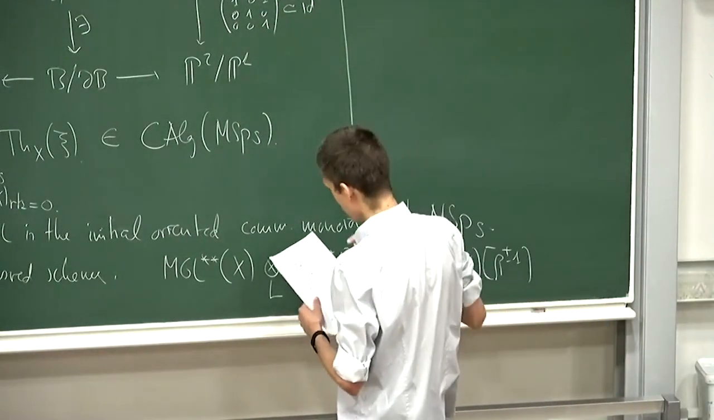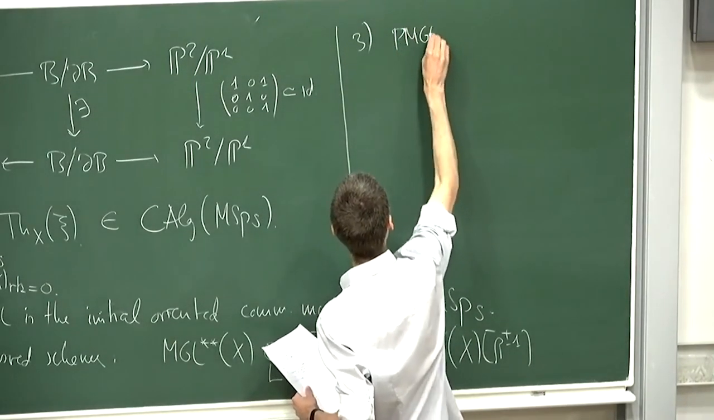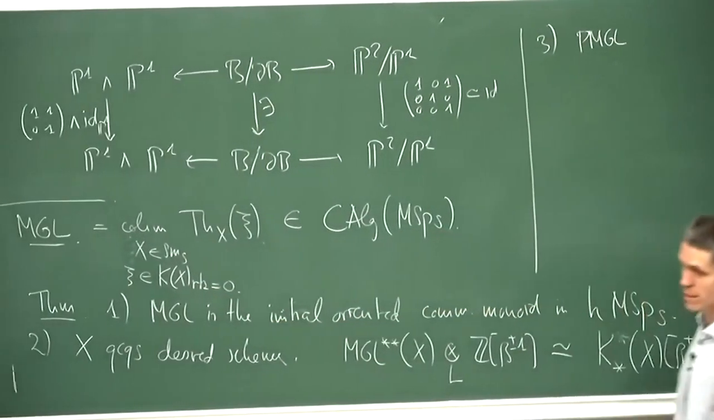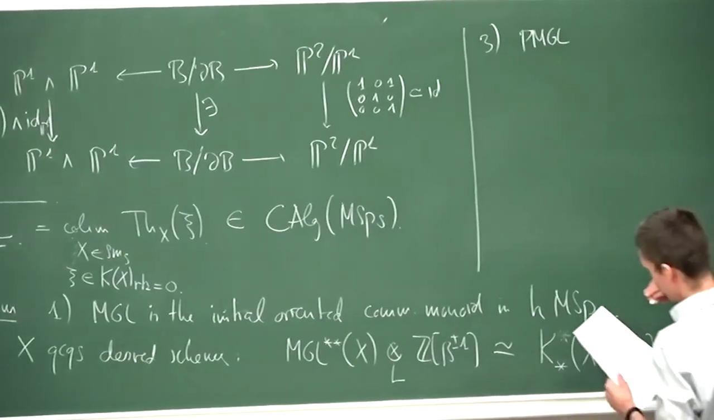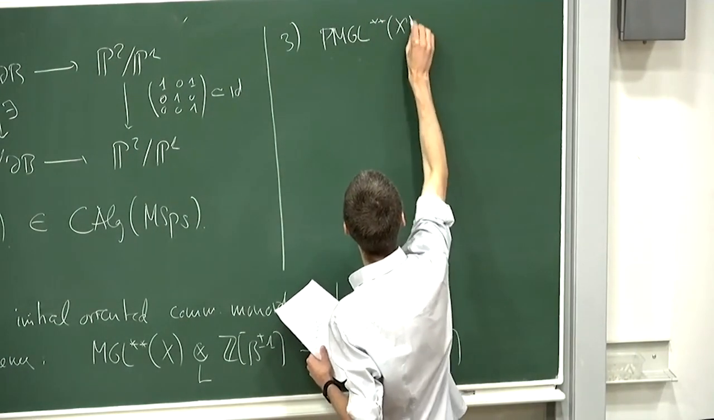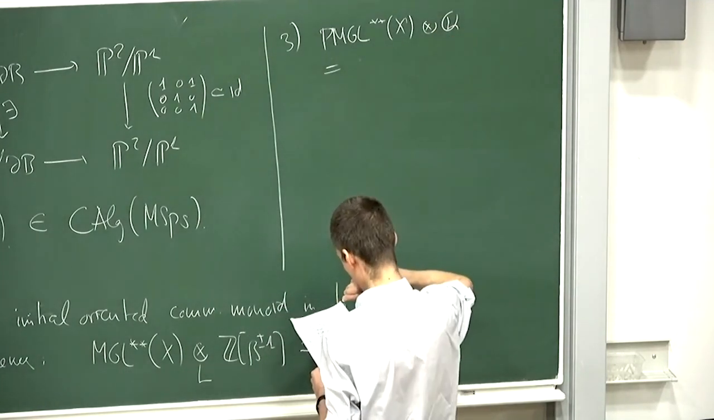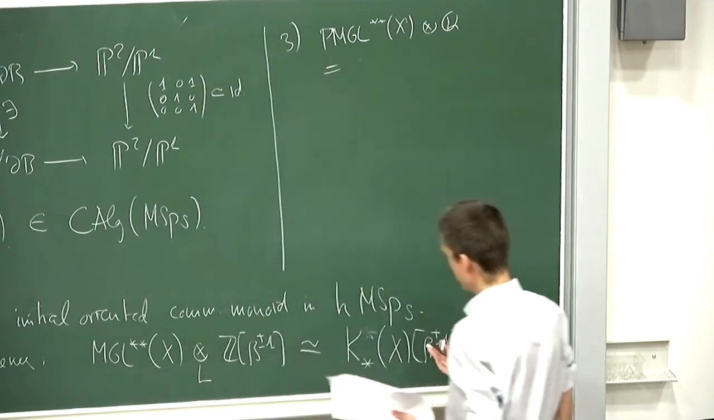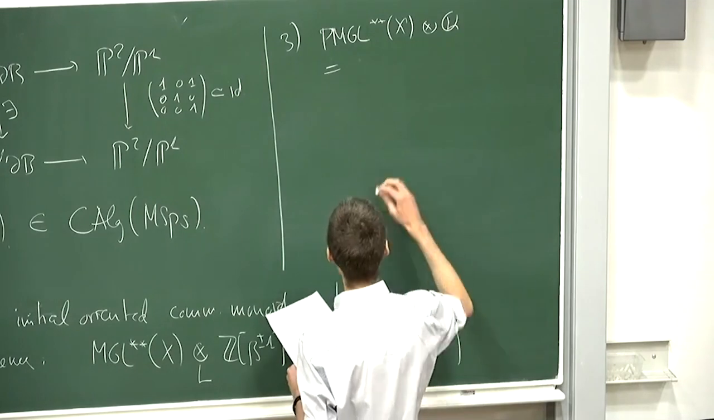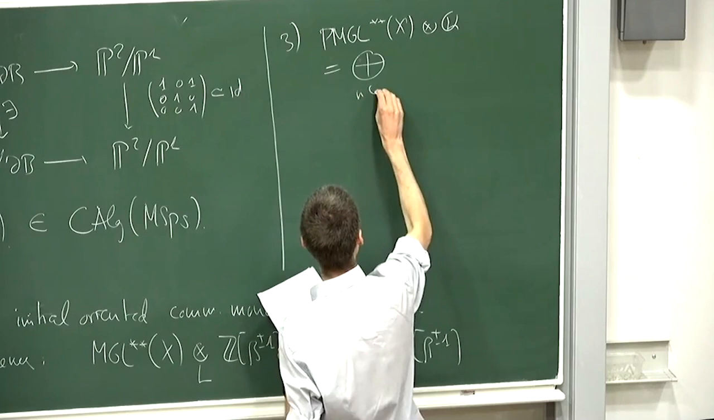Three, rationally. Now let me take the periodic version of MGL, where you remove the rank zero condition in this colimit. Tensor with Q, you also get rational algebraic K theory, basically. But rationally, you can also write it using motivic cohomology if you want.